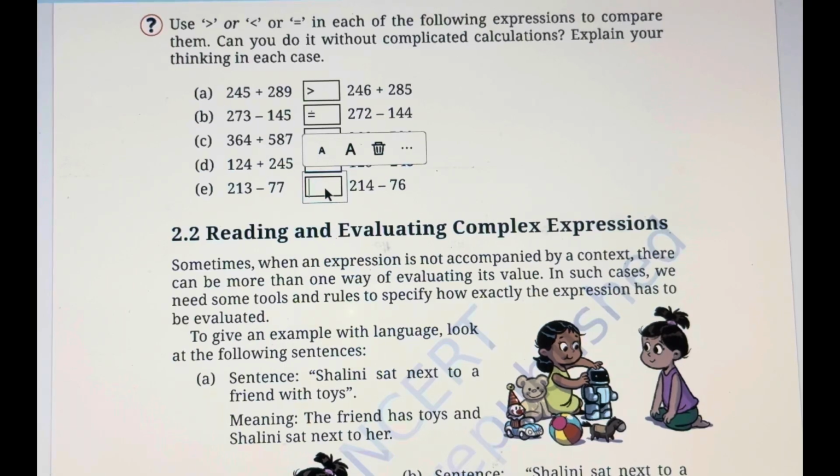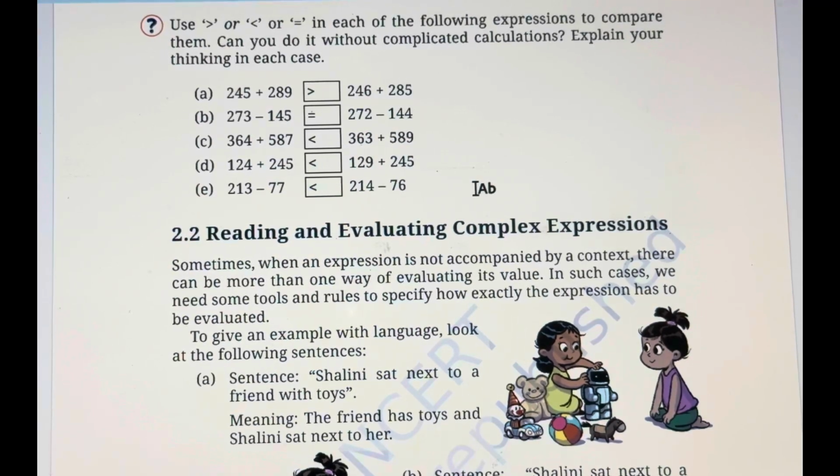I've just considered them as marbles, you can understand it the way you want. You can increase this value and then compare. That will also be correct. So there can be many ways of reaching the answer without actual complicated calculations. You can compare the expressions. I hope you have understood this.